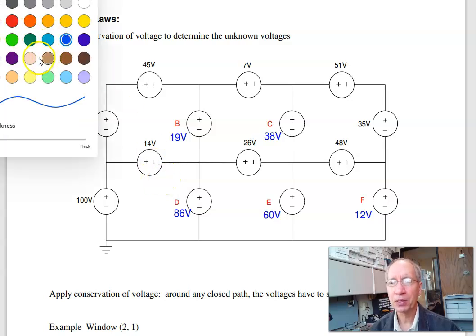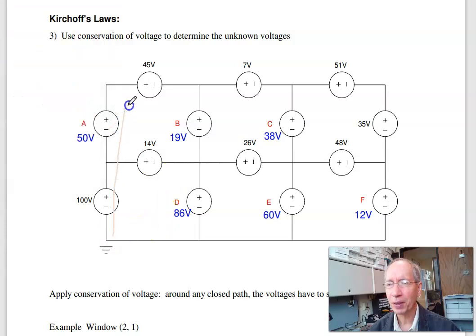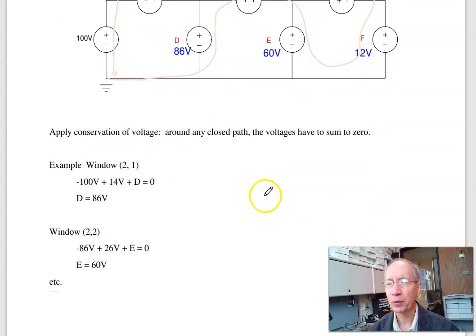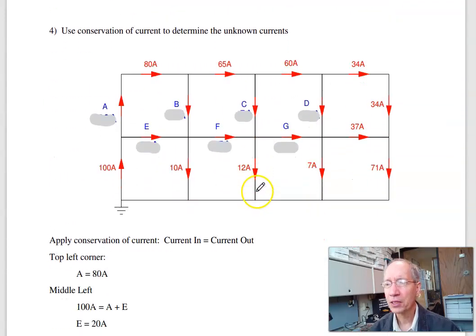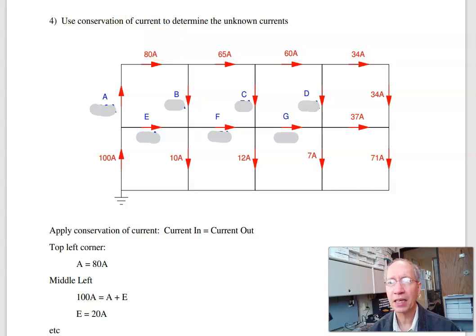And it doesn't matter which path you take. If you want to get really screwy, you can say, let's take this path. As long as I wind up where I started, it's got to add to 0. This is conservation of voltage. Conservation of current says at any given point, the current in equals current out.